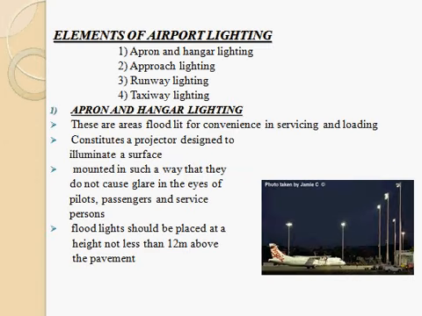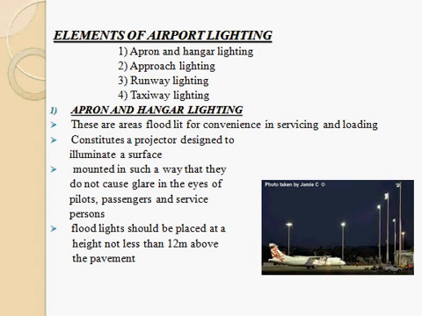The elements of airport lighting include apron and hangar lighting, approach lighting, runway lighting, and taxiway lighting. The first one is apron and hangar lighting. These are the areas that are used for parking of aircraft and also for maintenance of the aircraft. Apron is for parking and hangar is for maintenance.